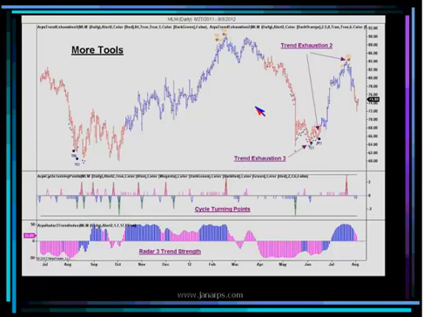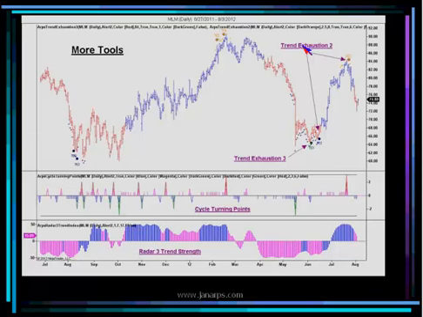This is the Trend Exhaustion 3 dot. It's a signal dot right here. You can see it says TE3 on the bottom. And it plots at the end of this bar in real time when it identifies certain market conditions and oscillator conditions that are typical of trend exhaustion.